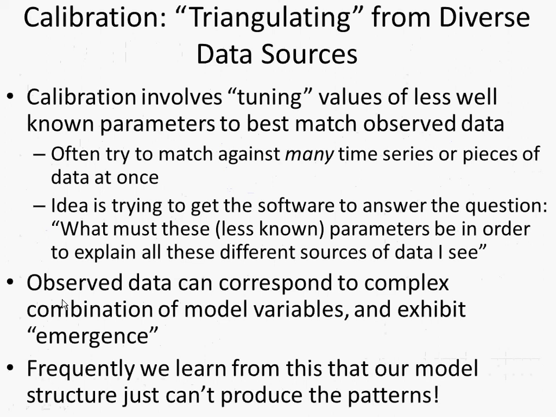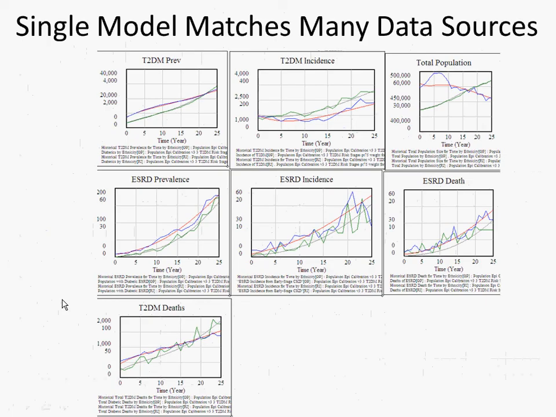And often we'll have several pieces of this sort of emergent data. So what we'll try to do is take this data and match the model to all of these pieces simultaneously. So this is data from Saskatchewan type 2 diabetes, and we have a model which sort of very closely matches. Now notice it doesn't match everything. It doesn't match this time series.